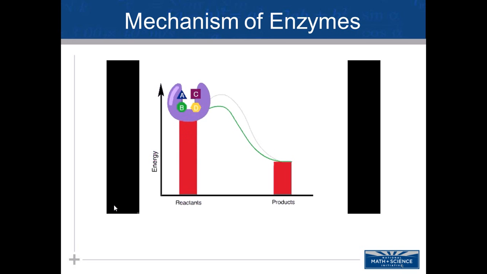Its three-dimensional shape allows it to act only on specific molecules, referred to as the enzyme's substrates. As the substrates bind to the enzyme's active site, they are held in a position that facilitates the reaction. This takes less activation energy than the unaided reaction. Products form and are released. The enzyme emerges unchanged from the reaction.